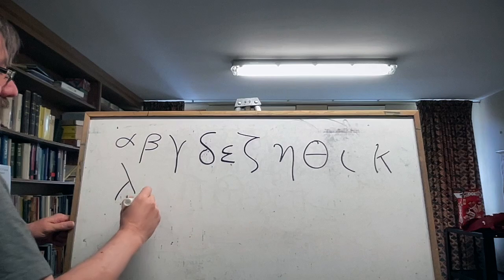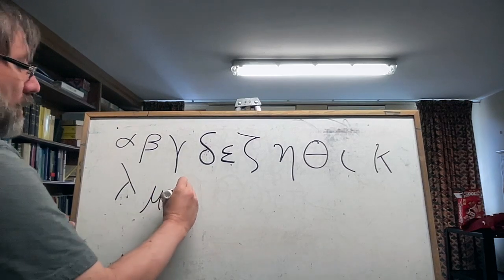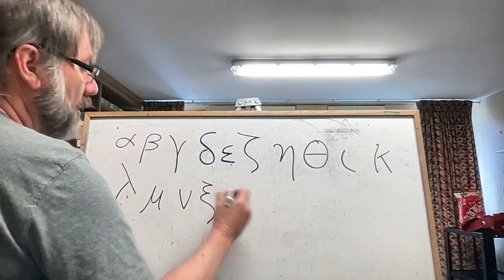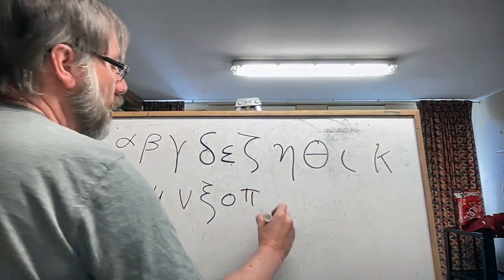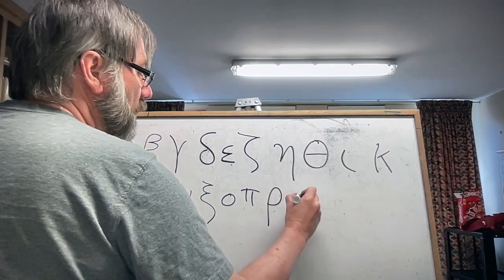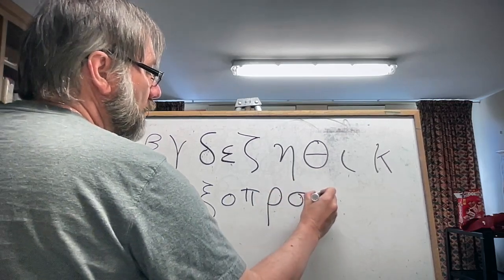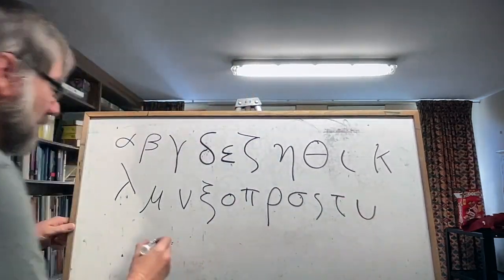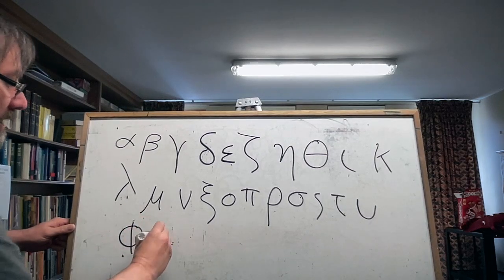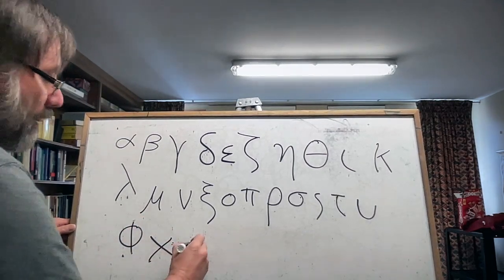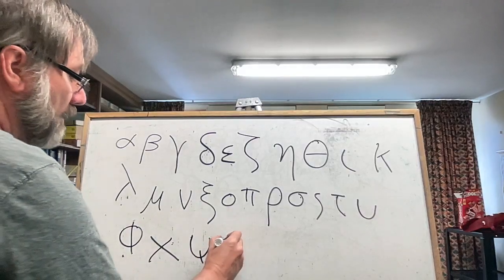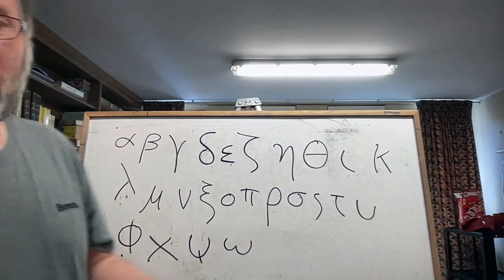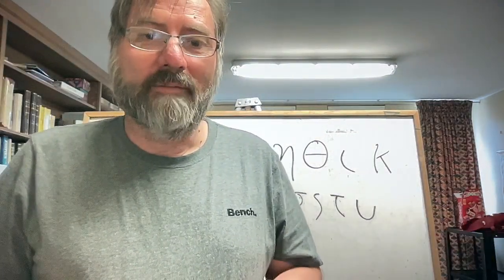lambda, mu, nu, xi, omicron, pi, rho, sigma, tau, upsilon, phi, chi, psi, omega. Okay? Those are the letters of your Greek alphabet.